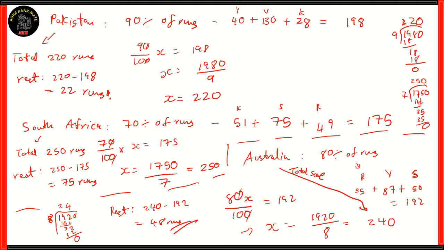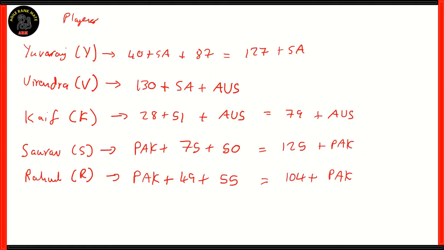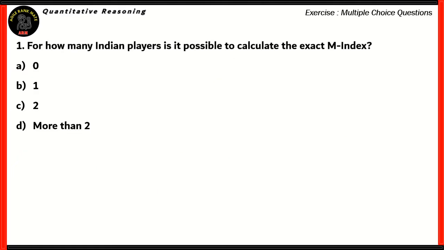How much did the rest score against those three teams? And we also found out the total score of the 5 players in the question. All right. So now question number 1. For how many Indian players is it possible to calculate the exact M index?